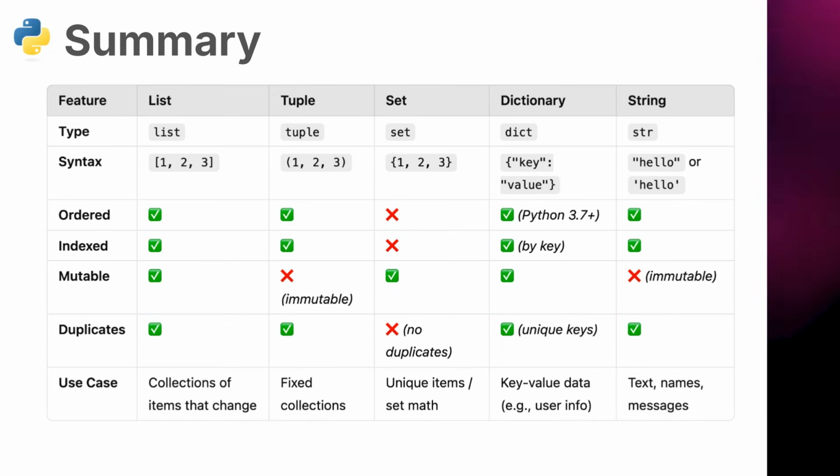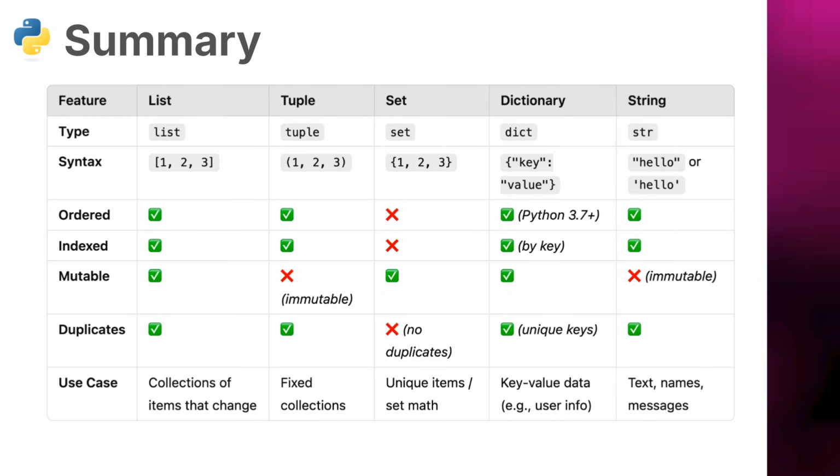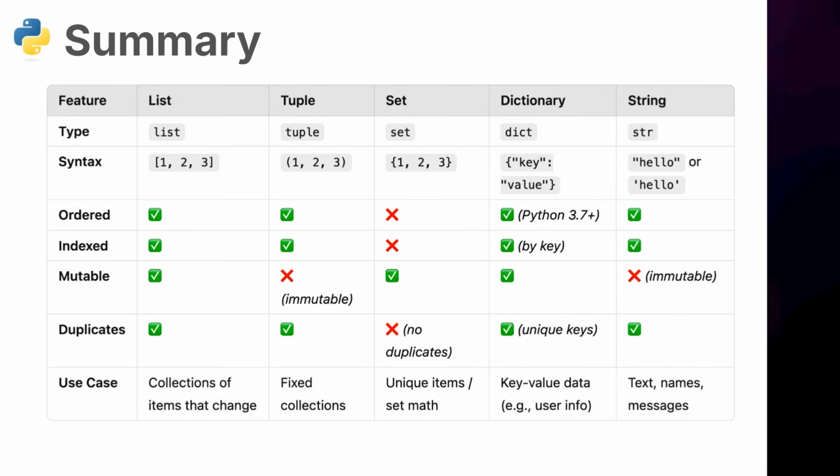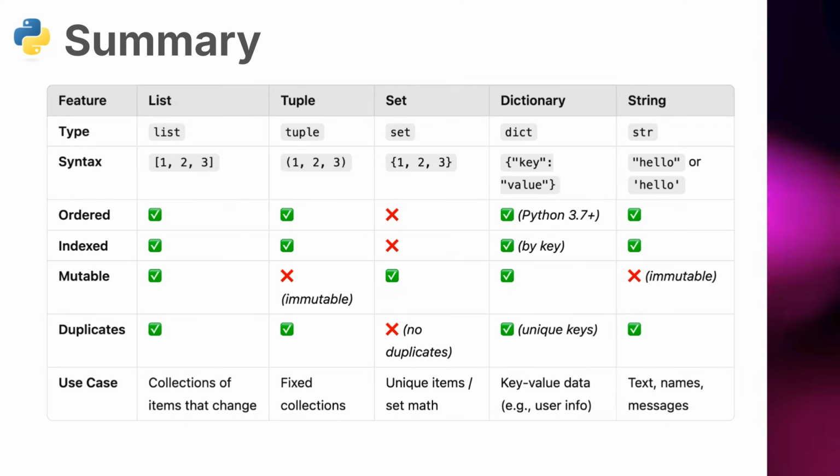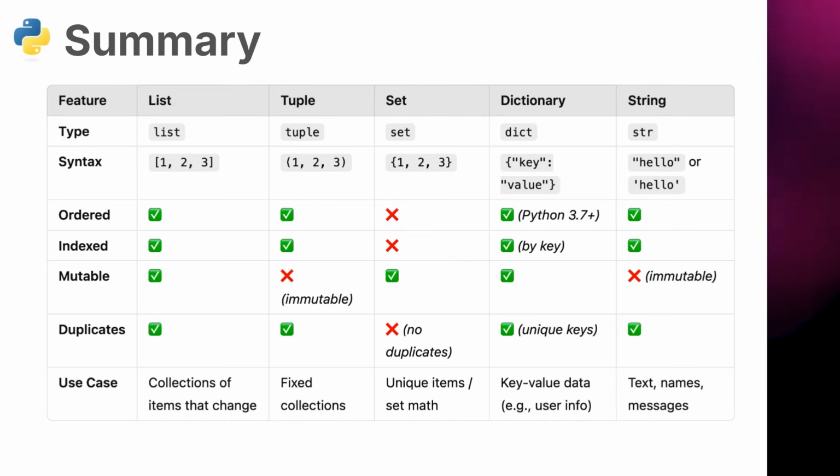Next, duplicates. List, tuple, dictionary, and string allow duplicate values. In the case of dictionary, it allows duplicate values only. The key needs to be unique. Set automatically removes duplicates.